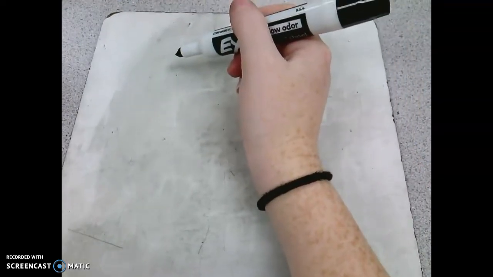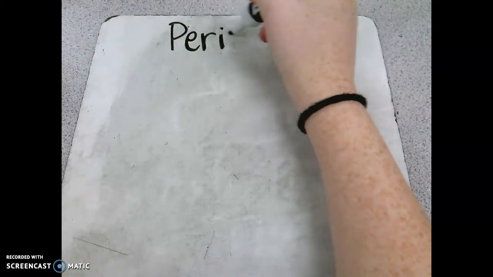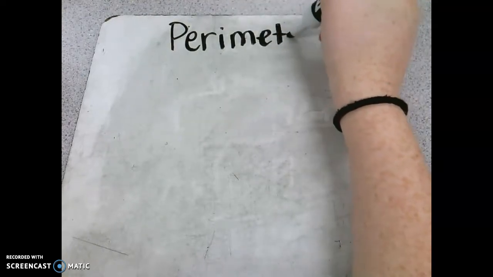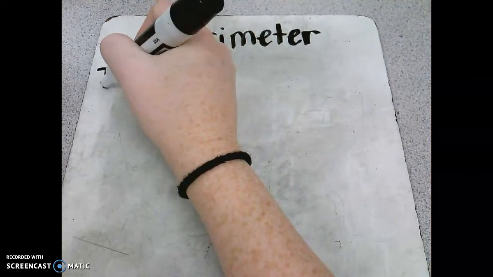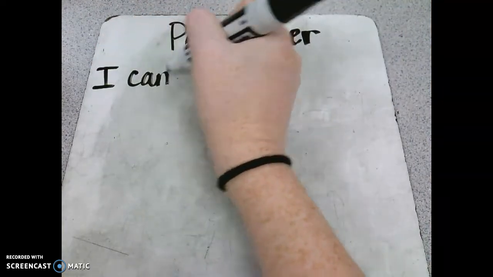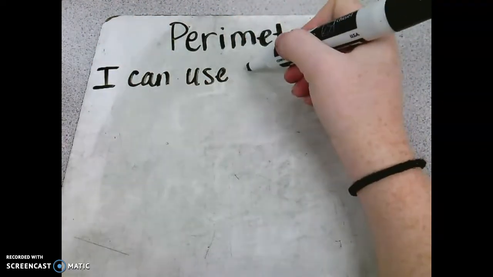Okay, today we're going to learn about perimeter. Our I can statement, what you should be able to do by the end of this lesson, is use a formula to find the perimeter of a rectangle.